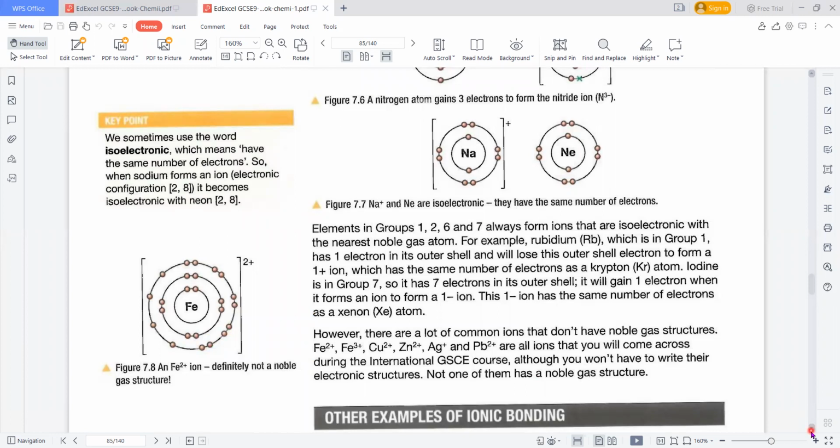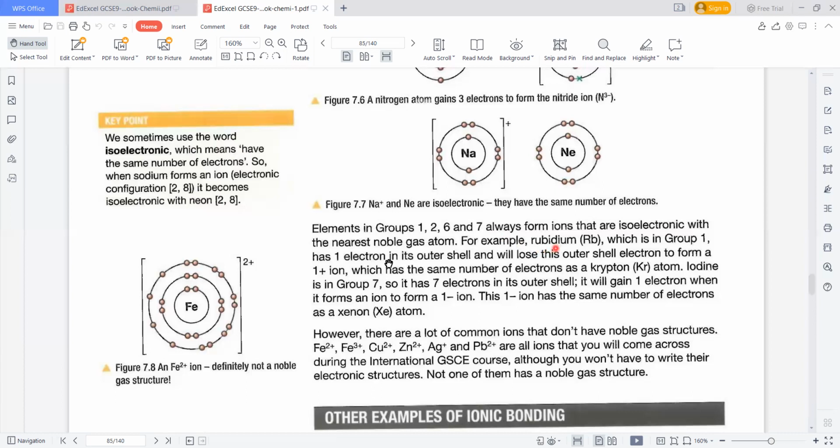Because the natural configuration of neon is 10. Sodium, upon donating one electron, will become isoelectronic with neon because both contain 10 electrons in their outermost shell. Next point: elements in groups 1, 2, 6, and 7 always create ions that are isoelectronic with the nearest noble gas.